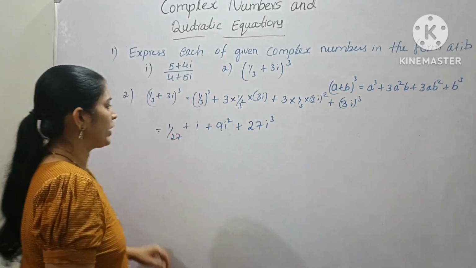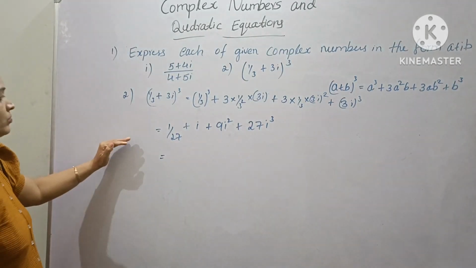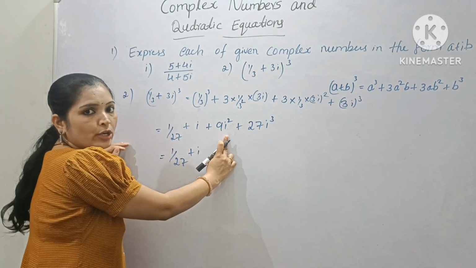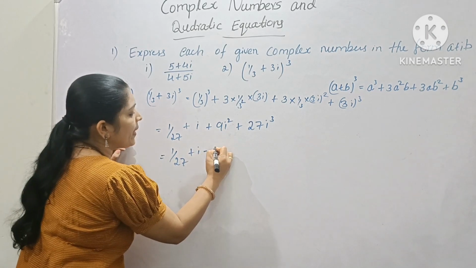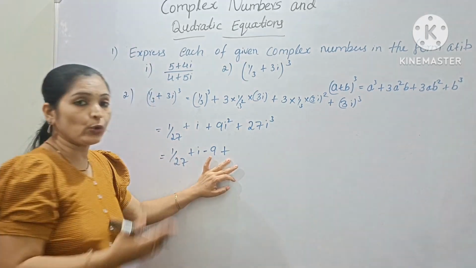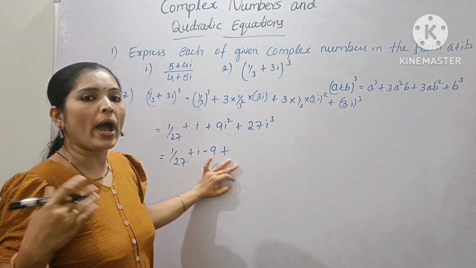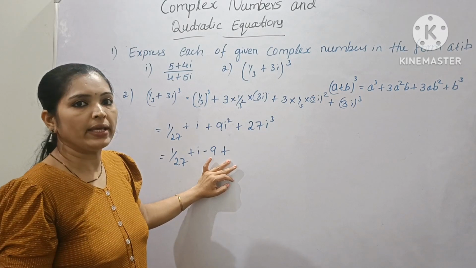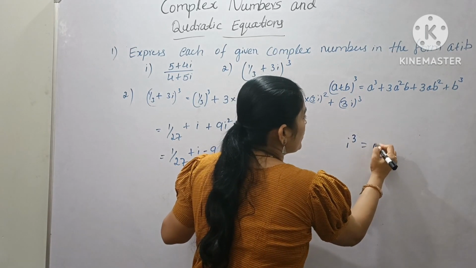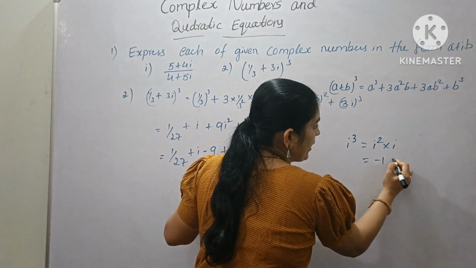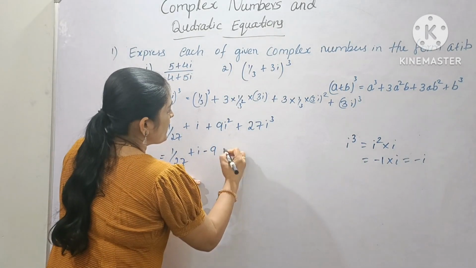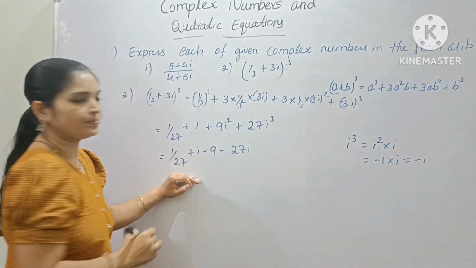That is equal to 1/27 plus, the i² value is −1, so it will become −9, plus, what is i³? i² is −1, so i³ is nothing but i² into i, that is −1 into i, which is −i. So it is −27i.